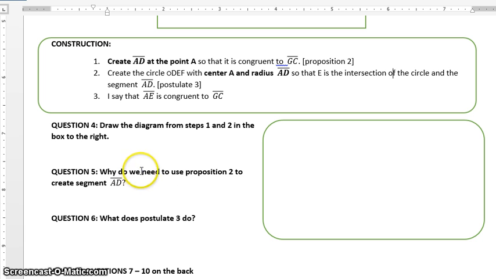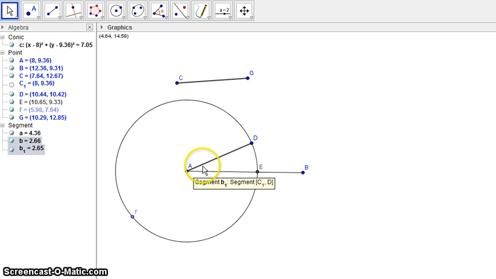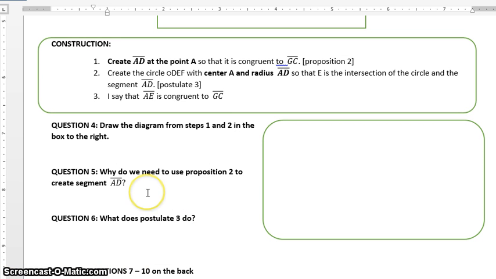Question 5 asks us, why do we need to use proposition 2 to create segment AD? The hint I'm going to give you is, what does proposition 2 tell us that we're able to do? Write your answer next to question 5. Question 6 is, what does postulate 3 do? You probably noticed that up here it references postulate 3 when we make a circle. Look in your notes and tell me what postulate 3 does.